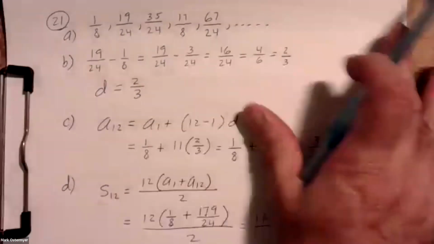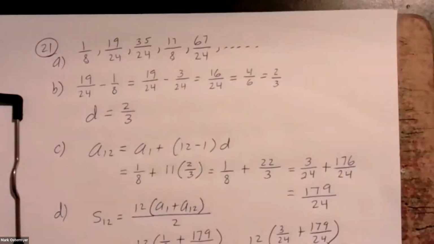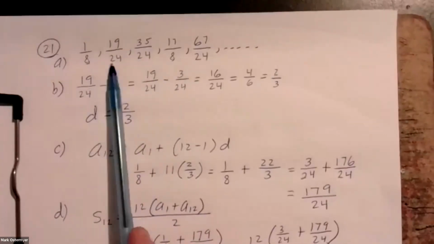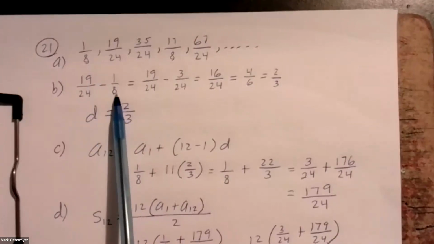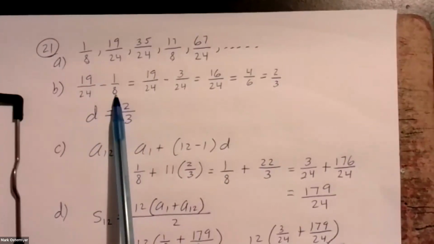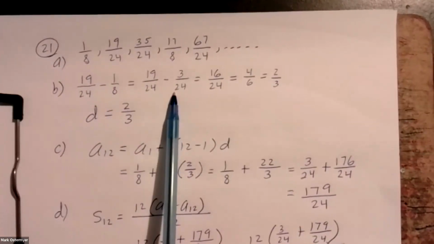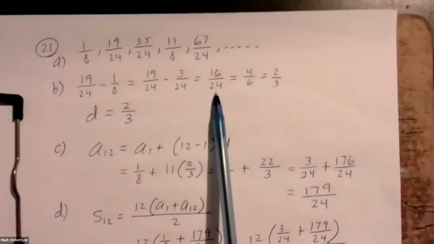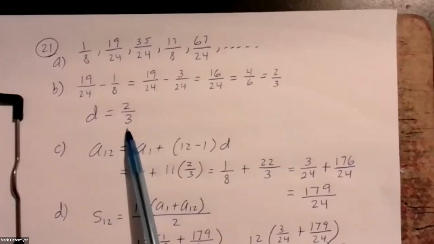Okay, the first 5 terms of the arithmetic sequence are listed. That was a given answer, no work necessary. The common difference can be found by taking any term and subtracting off the previous term. I took 19/24 and subtracted off 1/8. The common denominator is 24, so I multiplied 1/8 by 3/3 to build it up to an equivalent fraction of 3/24. 19/24 minus 3/24 is 16/24, which reduces by 8 down to 2/3. Your common difference is 2/3.